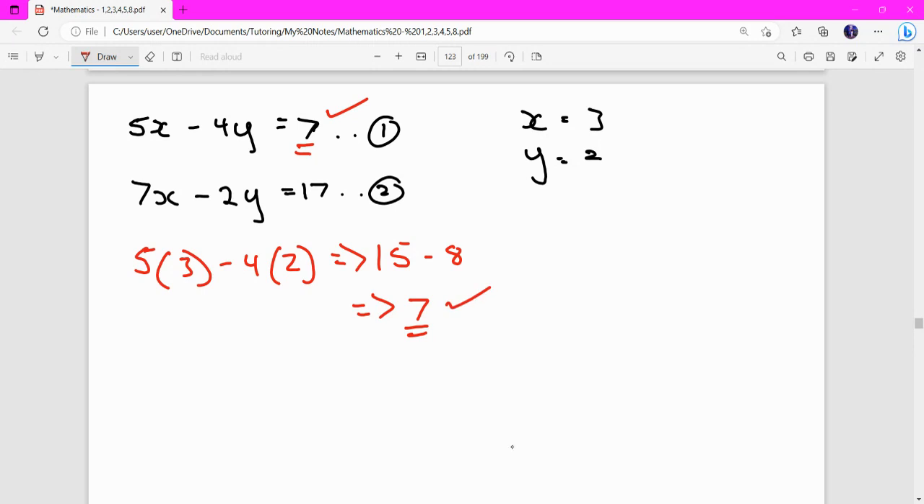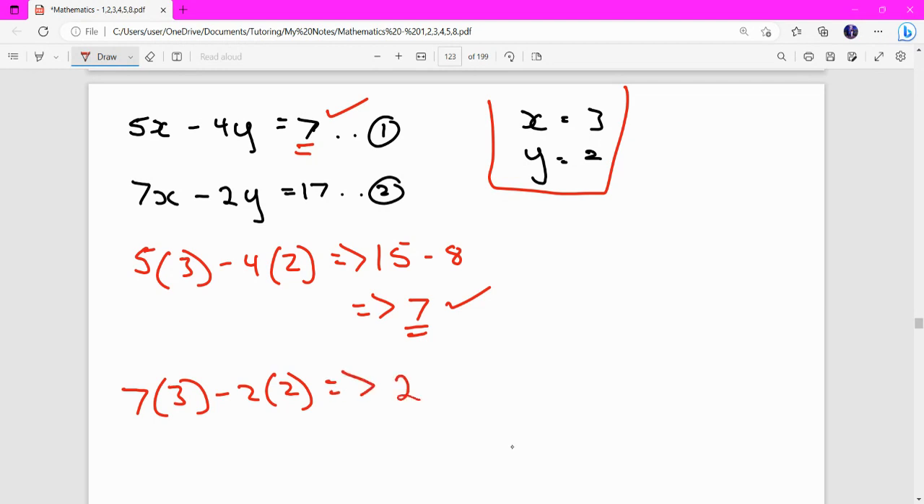Let's see if these two values for x and y satisfy equation 2 now. So you have 7, open bracket, you substitute 3, minus 2, open bracket, you put 2, because y is 2. Let's see what this will equal. So 7 times 3 is 21. Negative 2 times positive 2 will be negative 4. So 21 minus 4 is 17. You have 17 here. So it satisfies both equations, therefore these values are correct. That is just a way to check to make sure your values are correct.